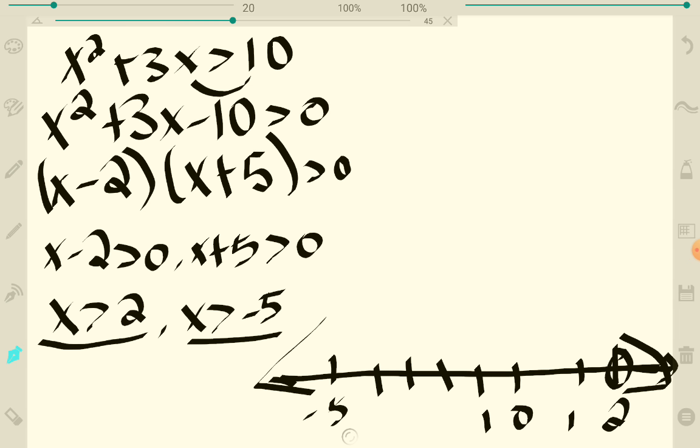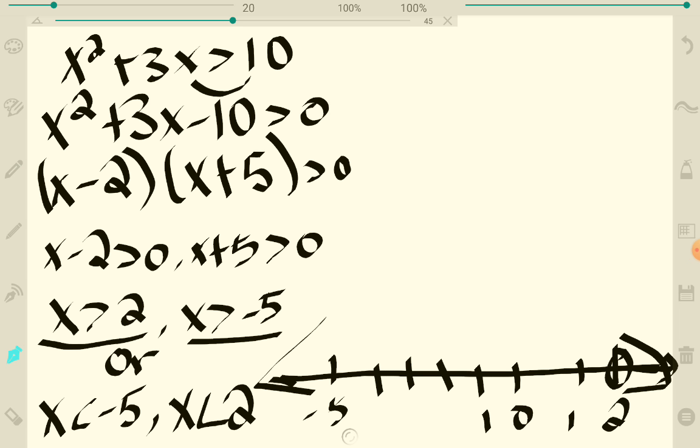Or another way we could do it, or another answer, would be x is less than negative 5 and x is less than 2, which means since it's already less than 2, it's going to be less than negative 5 already. So then we would do an open circle right here and draw it this way. These are two different ways to solve the problem and two different answers for the problem.